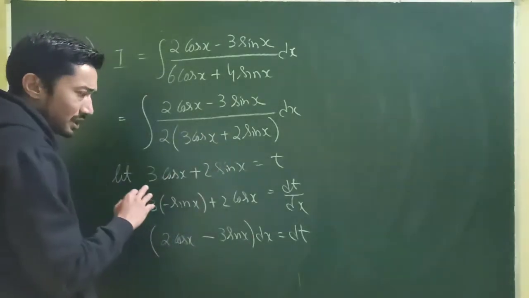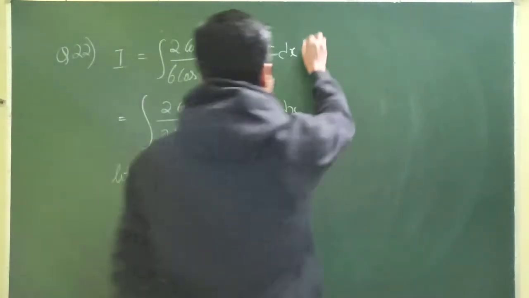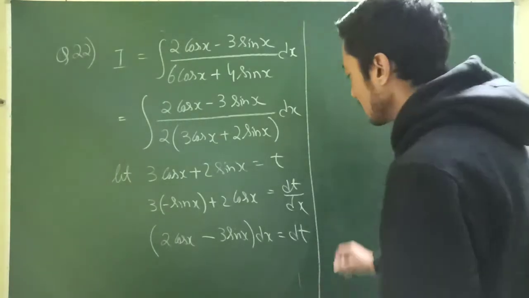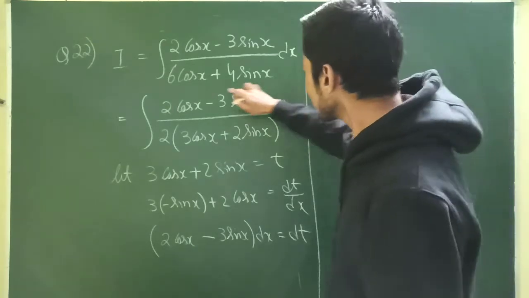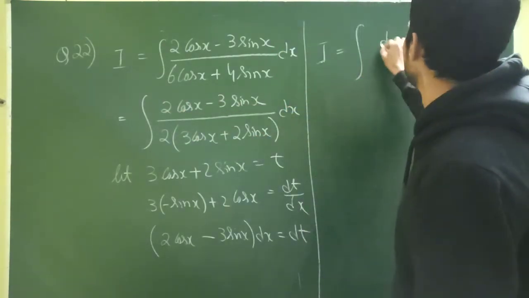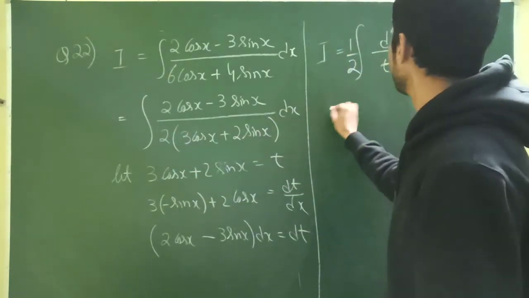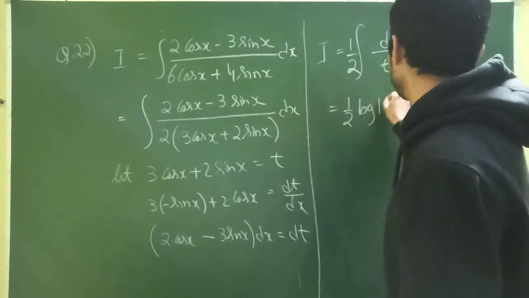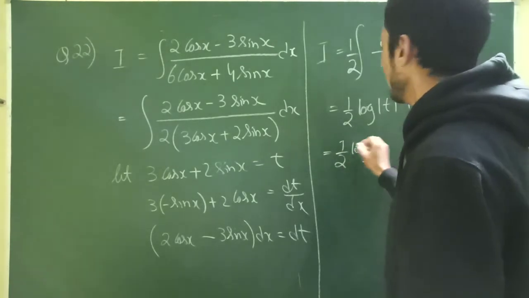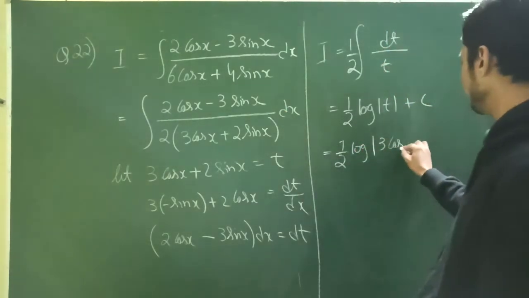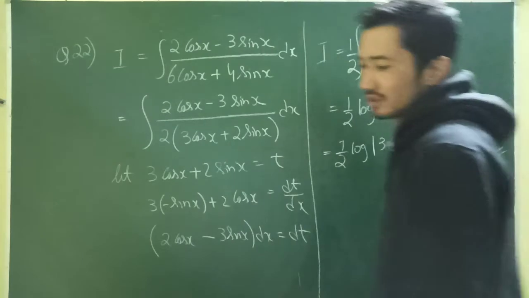That's why, as I say, it just comes with practice. You'll also get to know how it happens. So please spend some time with mathematics and practice. So I is simply, this whole term is simply dt. The 2 of course I'll take outside, it's not needed. This one is simply t. So this is 1 by 2 log of t plus c. So that's 1 by 2 log of 3 cos x plus 2 sin x plus c. That's our integral here.